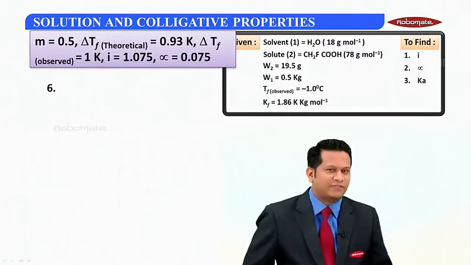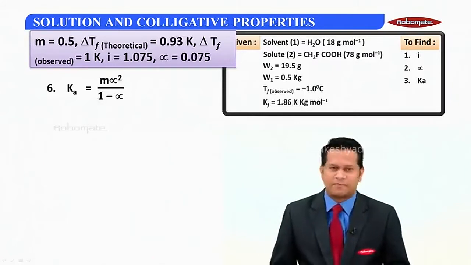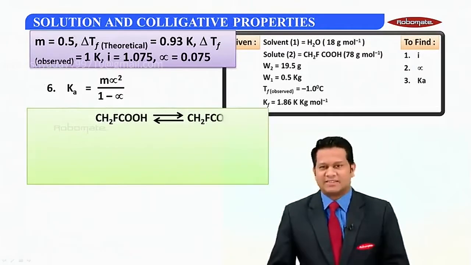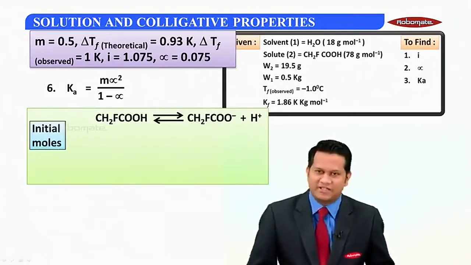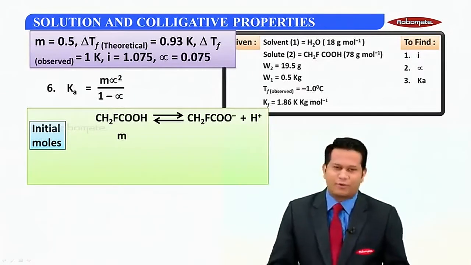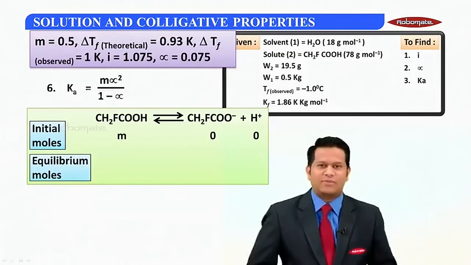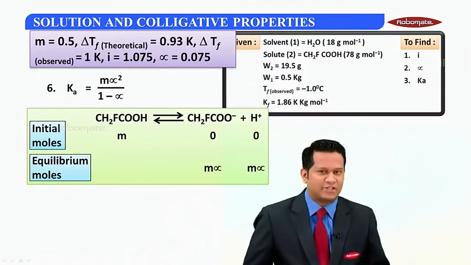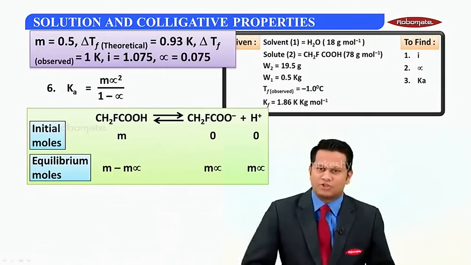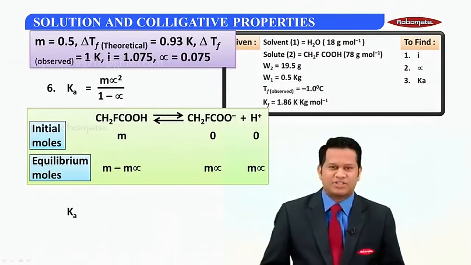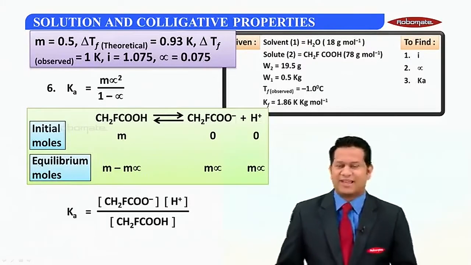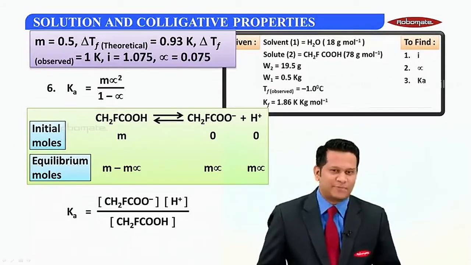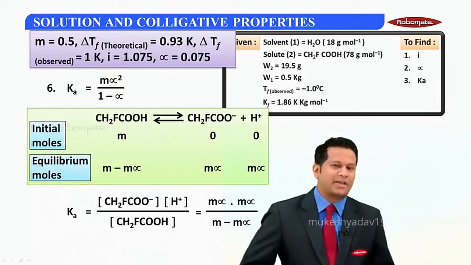Now we'll move towards the value of Ka. Ka is given by the formula mα² upon (1 − α). For those who are wondering how we get this formula, it's by this. Monofluoroacetic acid dissociation gives CH2FCOO⁻ and H⁺. Let us first find initial moles. For the reactant, monofluoroacetic acid, it is m and the products are 0, 0. Equilibrium moles of the products, CH2FCOO⁻ and H⁺, will each be mα, and that of the reactant, CH2FCOOH, will be m minus mα. Writing the equilibrium constant K, it is the concentration of the products upon the concentration of the reactant, that is [CH2FCOO⁻] multiplied by [H⁺] upon [CH2FCOOH]. Substituting, we get mα multiplied by mα upon (m − mα).